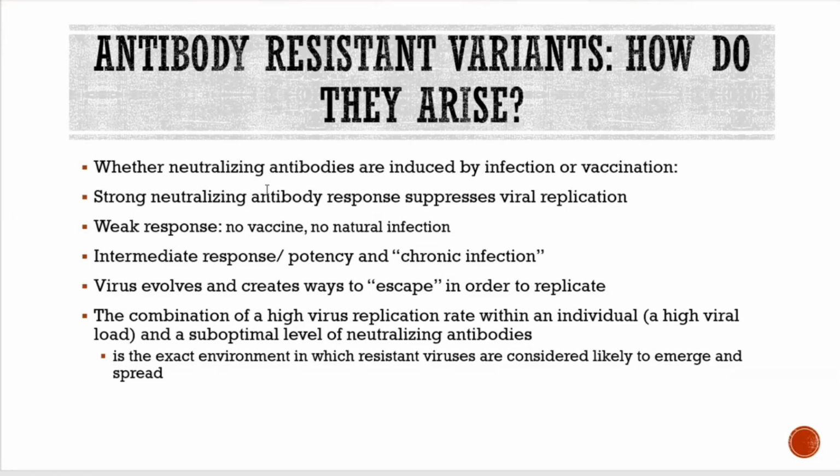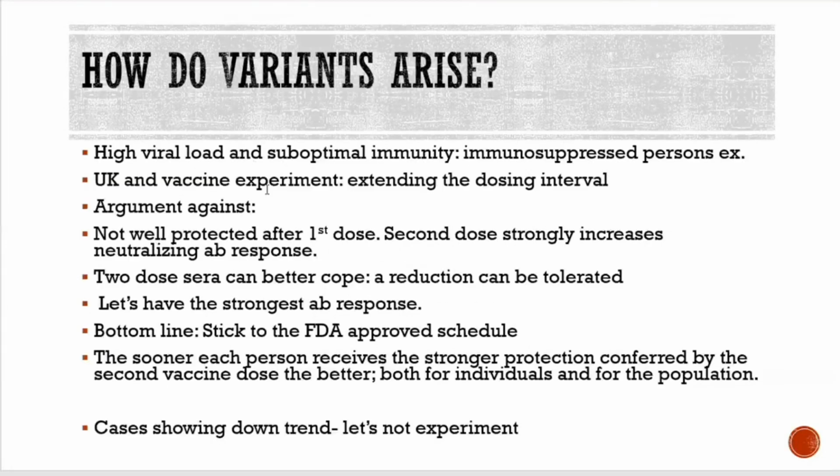In these cases, you can also see this sort of situation where the virus finds itself evolving and creating ways to escape in order to be able to replicate. So a combination of high virus replication within an individual and a suboptimal level of neutralizing antibody is sort of a recipe for why resistant viruses may emerge. So we talked about the first bullet point here, the concept.